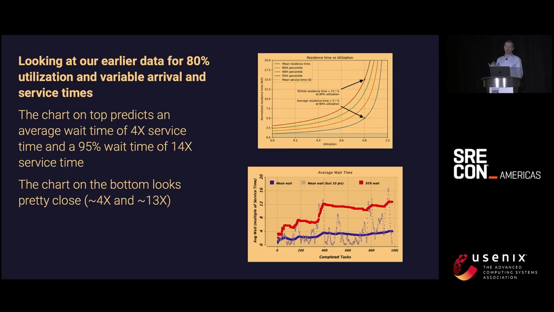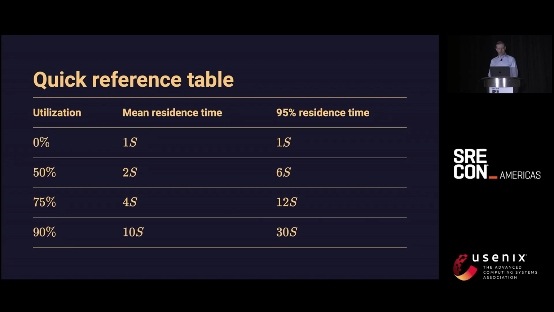If we look at our earlier data for 80% utilization and the variable arrival and service times, the chart on the top predicts an average wait time of 4 times the service time and a 95th percentile of 14 times the service time. The graph we actually got was about 4 and about 13, so the simulation does match the prediction. Another useful table, if for some reason you want to look at it, like I said, the slides will be online, so if you care about these things, I would grab it that way. But you can see up at the 95th percentile at 90% utilization, you're at 30 times the service time.